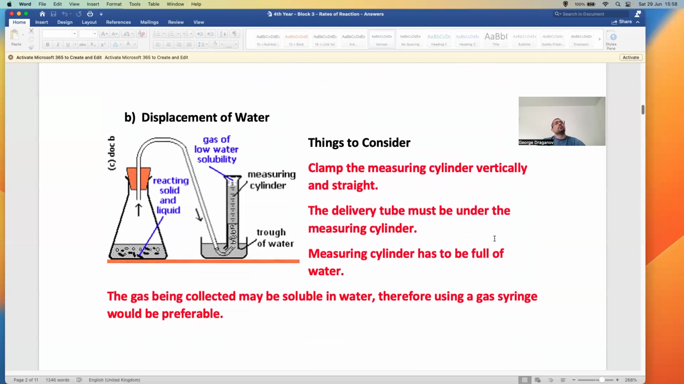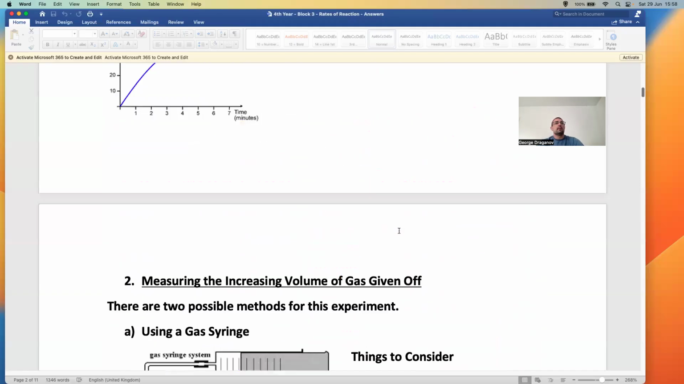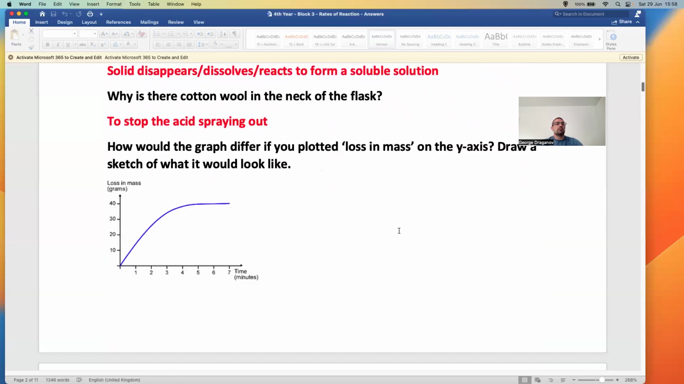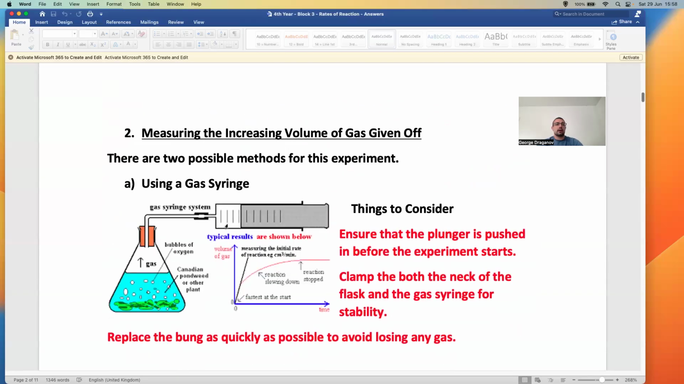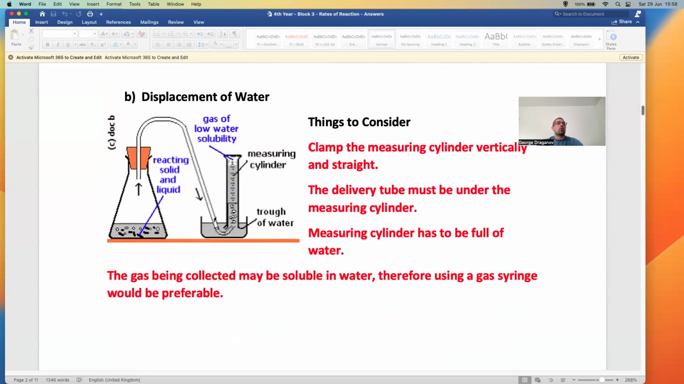The other method is displacement of water. So again, if you're getting a gas, there's really three things you can do. Measure the loss in mass as the gas escapes, measure the actual gas and catch it as it comes out, or you could measure the volume of gas through a measuring cylinder.